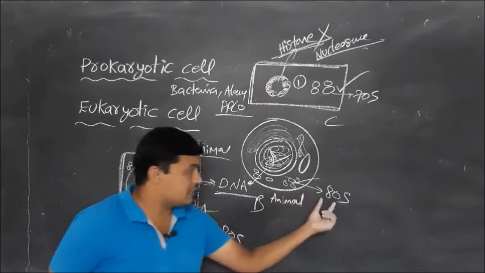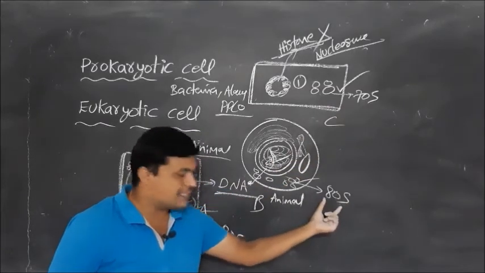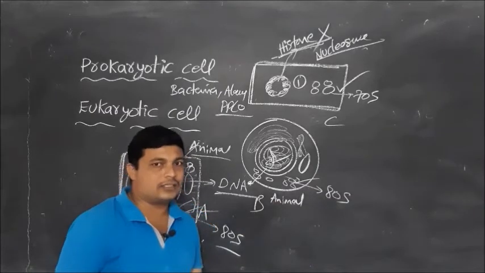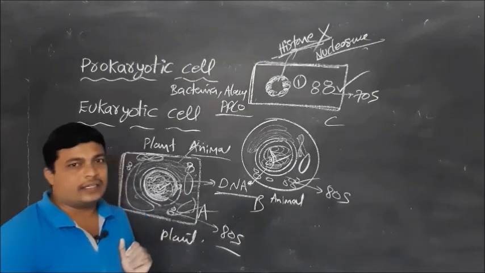Sir, what is this number 80 and 70? Yes, I will explain about these measurements in the next class. So these are the differences between prokaryotic and eukaryotic cell.